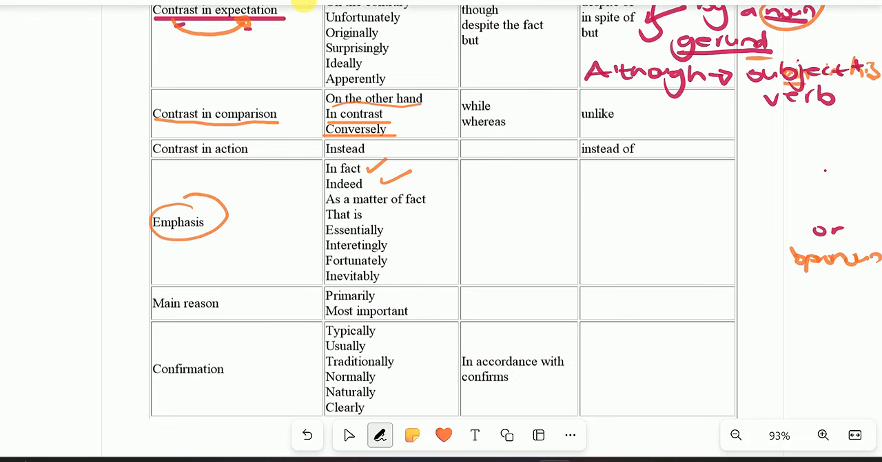Remember the word inevitably means something that cannot be avoided, that it's guaranteed that it will happen. So one cannot dodge that, cannot avoid that. As an example, the accident was the inevitable consequence or result of carelessness, right? So something that cannot be avoided. Then if you want to show main reason, you can say primarily. It means the main cause or main reason, or you can say most importantly. And then the linking words that may show confirmation are typically, usually, traditionally, normally, naturally, or in accordance with.